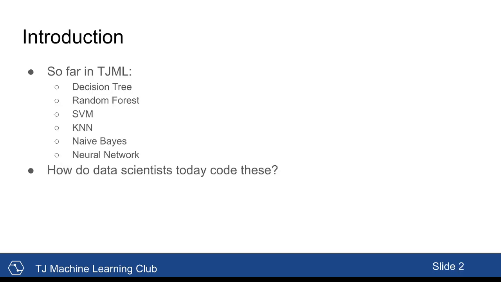So just starting with the intro. So far in our club, we've covered all sorts of machine learning algorithms like decision trees, random forests, SVMs, neural networks. And I guess the real question is, how do data scientists today code them, and what are the most common tools or packages that are used in data science and machine learning today?